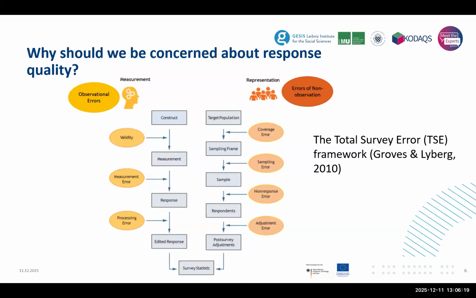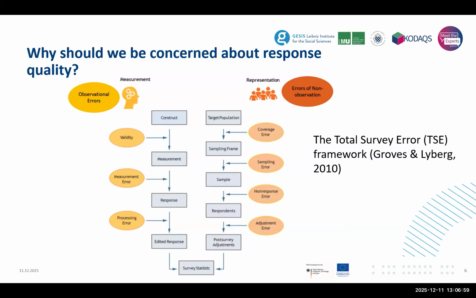And the total survey error then is the accumulation of all that error that may arise in different stages of the data collection process. And the total survey error itself then also classifies according to these different stages, these different error sources, the different quality issues that may arise when you deal with survey data. So broadly speaking, it is categorized into two dimensions. First of all, it's the measurement dimension, observational errors dimension. And on the other hand, we have the representation dimension, or the dimension of errors of non-observation.